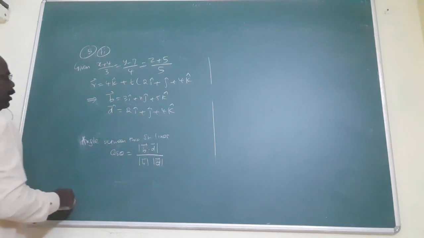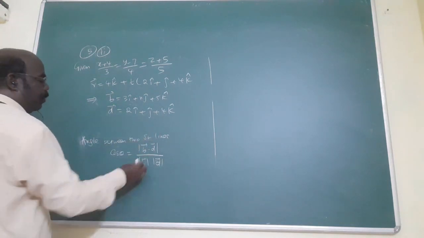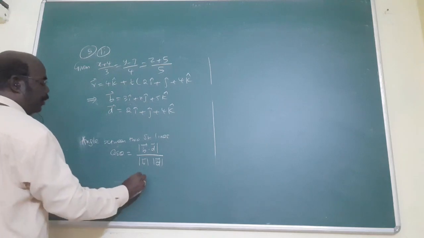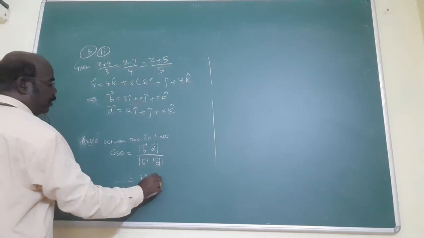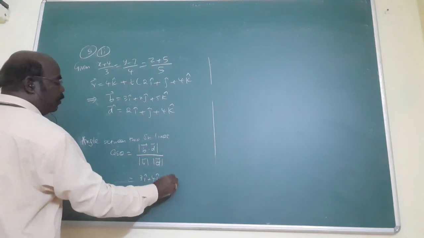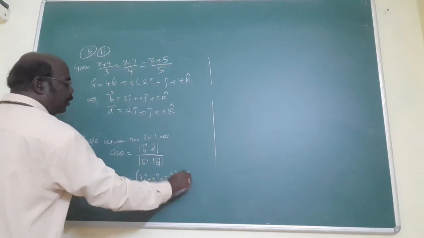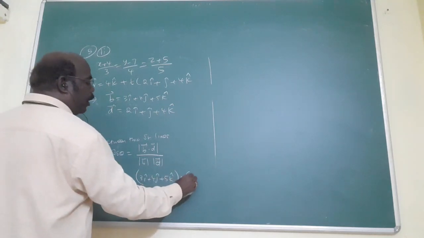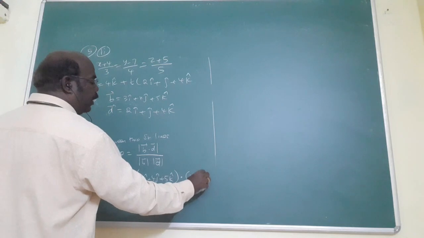The same thing. Angle between two straight lines, this is the formula. Now substitute the b values: 3 i cap plus 4 j cap plus 5 k cap, and 2 i cap.